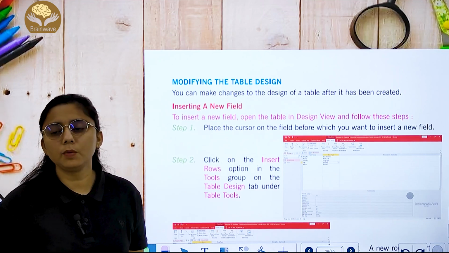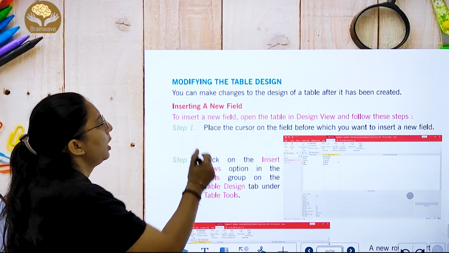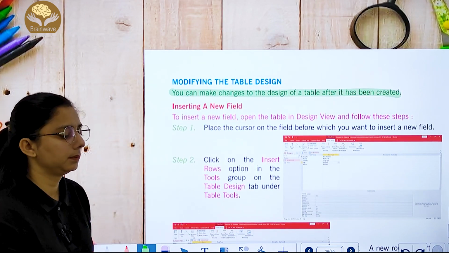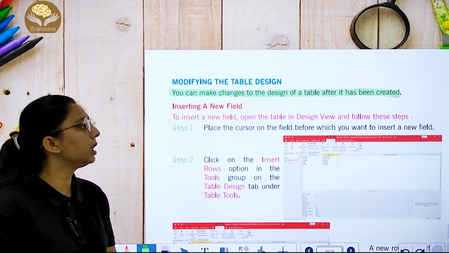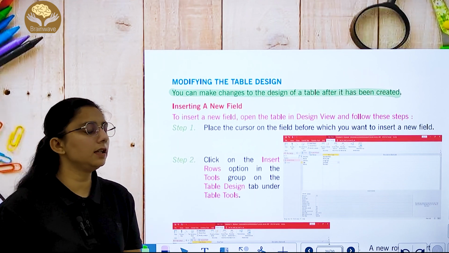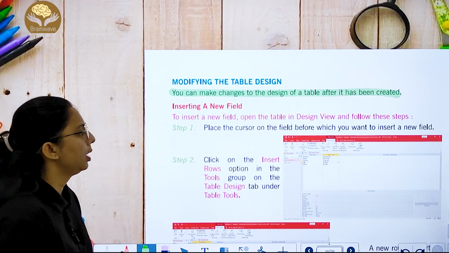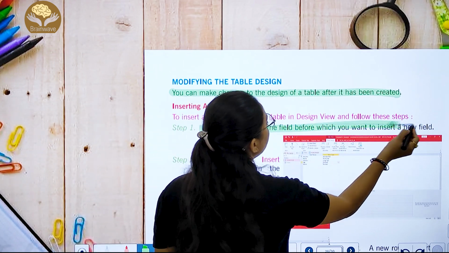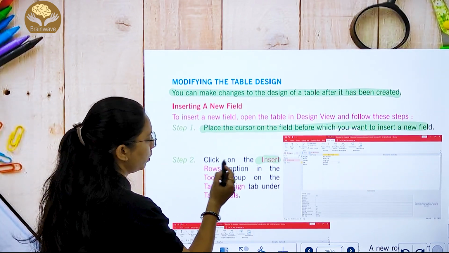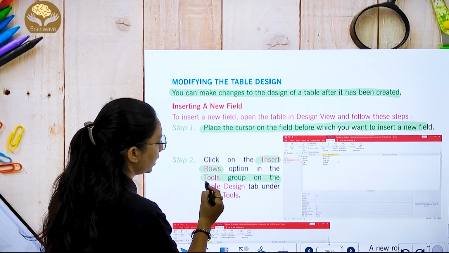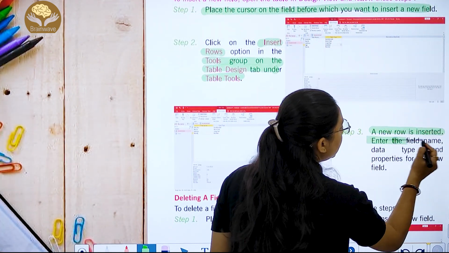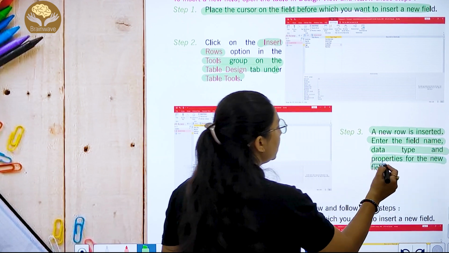Now you want to modify the table design. If you want to modify the table design, you can make changes to the design of a table after it has been created. Now inserting a new field. To insert a new field, open the table in Design view and follow these steps. Place the cursor on the field before which you want to insert a new field. Now click on the Insert Rows option in the Tools group on the Table Design tab under Table. A new row is inserted. Enter the field name, data type and properties for the new field.